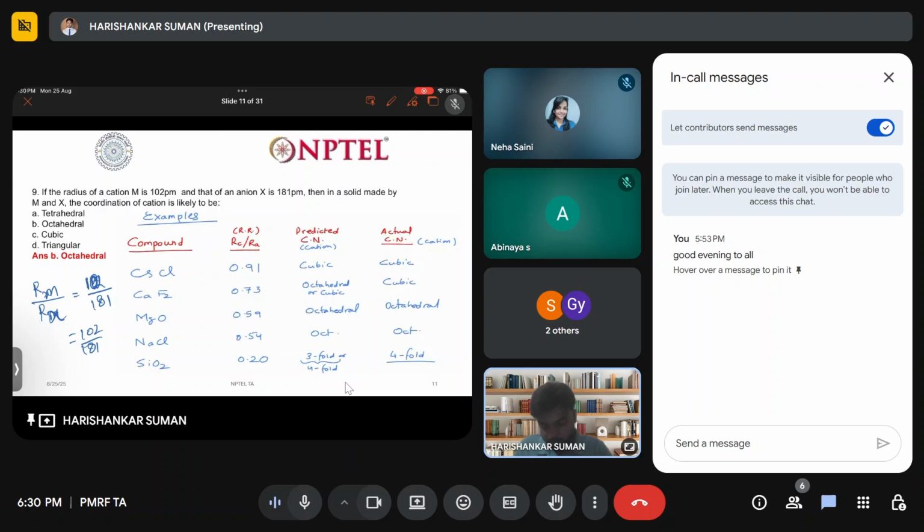102 divided by 181 would be 0.56, which is nearest to 0.59. So the predicted coordination, you can see, is octahedral. The answer will be octahedral according to the radius ratio. Clear?